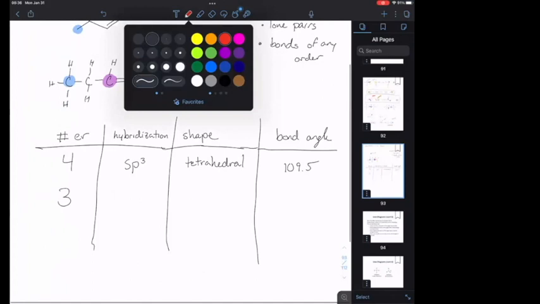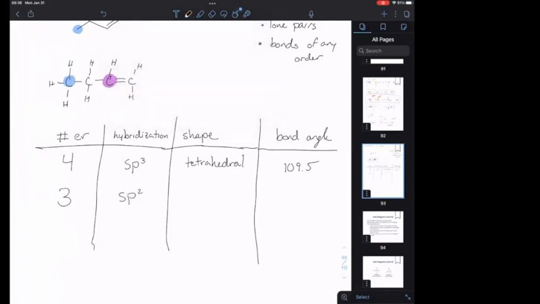This is sp2 hybridized, so 1 less. And this forms a trigonal planar shape. So just to pick that word apart, trigonal, triangle, planar, meaning they all lie in the same plane. So it literally just looks like a 2D triangle, where the bonds are all 120 degrees apart.